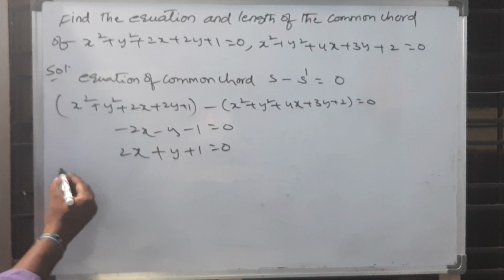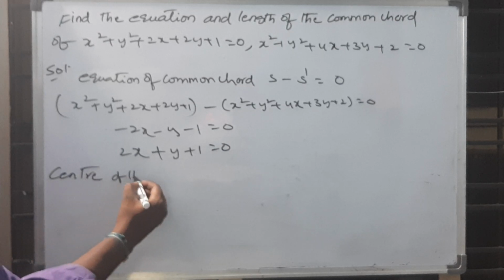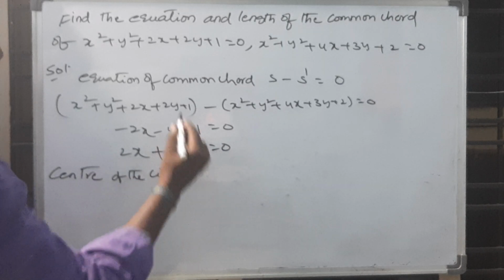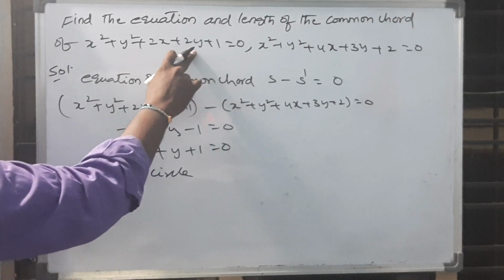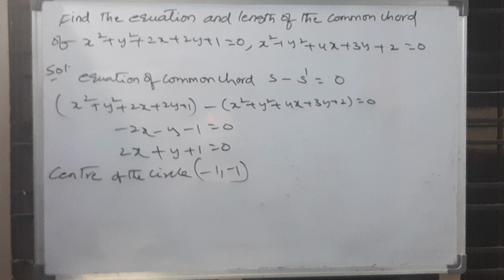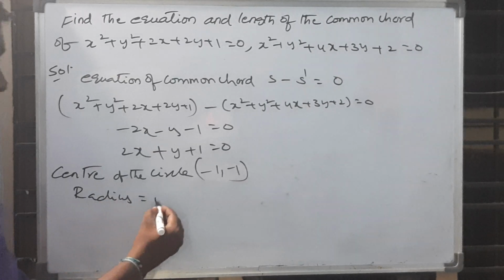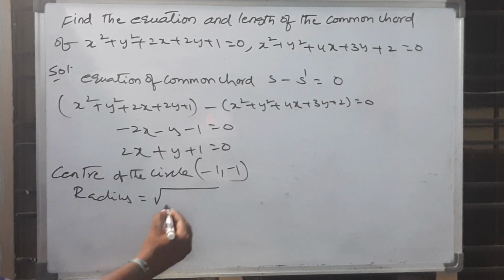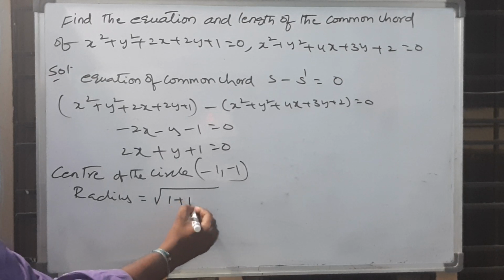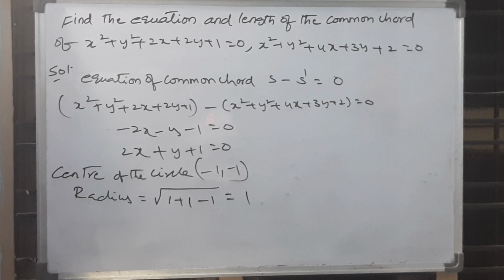So what is the center of the first circle? Center of the circle: g is 1, f also 1. So minus g comma minus f is the center, minus 1 comma minus 1. So radius equal to square root of g square plus f square minus c, that is 1 plus 1 minus 1 equal to 1. Okay. Next.